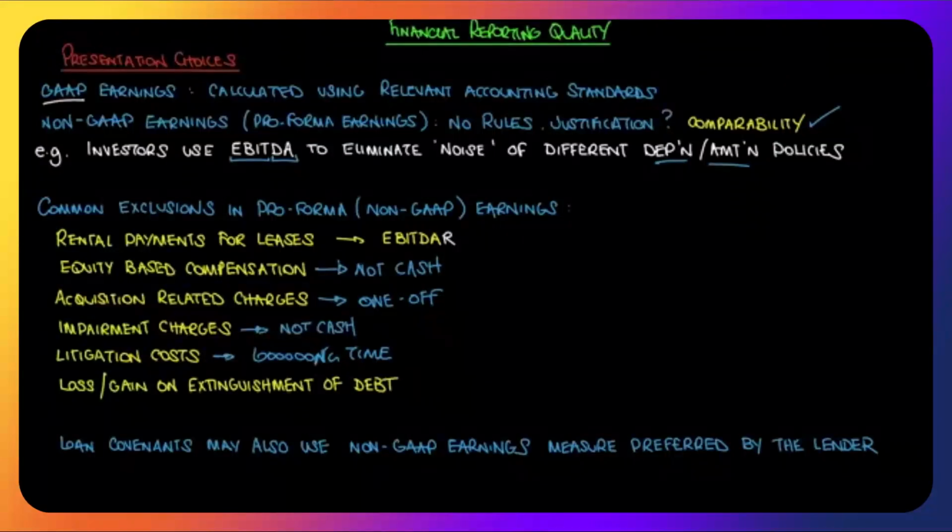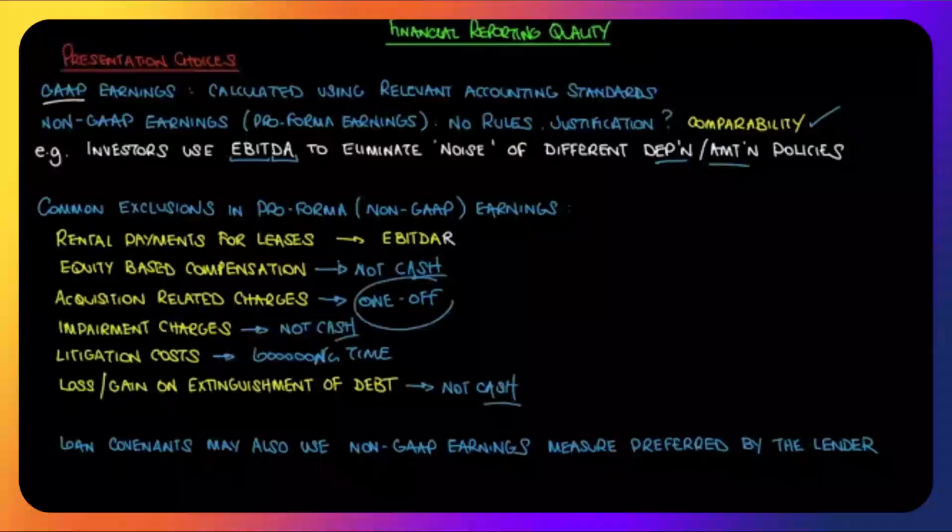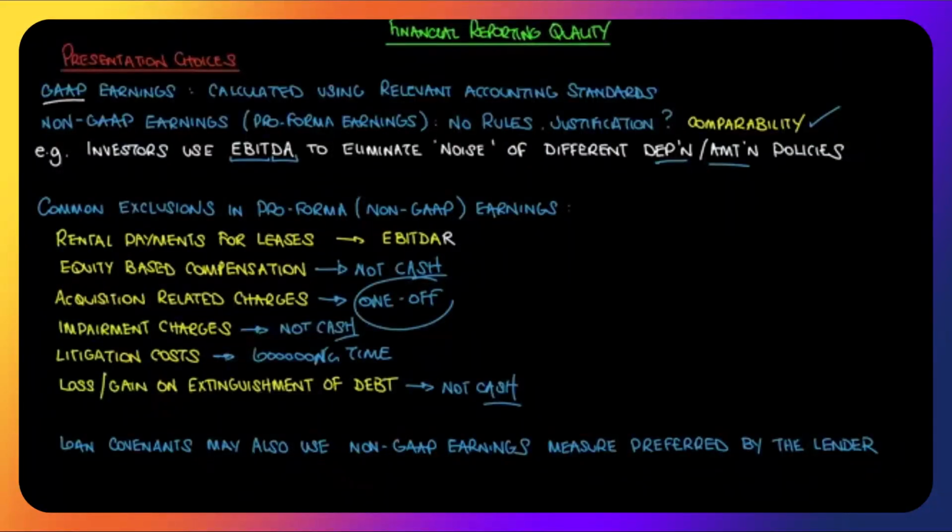And gains or losses on extinguishment of debt, not cash. So you can see a common kind of theme here. One-offs and non-cash items are those that are typically excluded when a firm wants to show you non-GAAP earnings. They say, look, investors want cash measures. They're much more excited in an earnings figure that more closely resembles the cash we generate. And they want it to be indicative of the future. We want to get rid of one-offs.